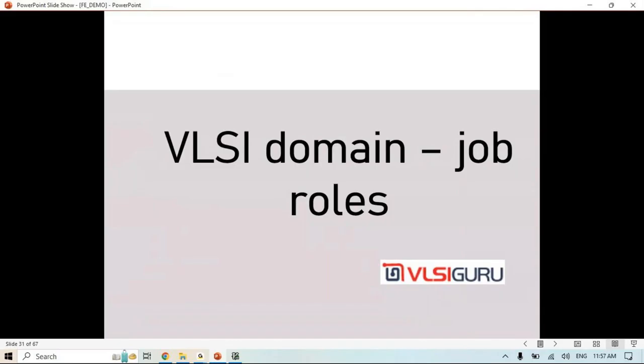Similarly, in VLSI also, there are multiple job roles out there. One person will not do the entire work. There are different people doing different works. You have to identify what is the right domain for me, and you have to develop expertise in that domain.